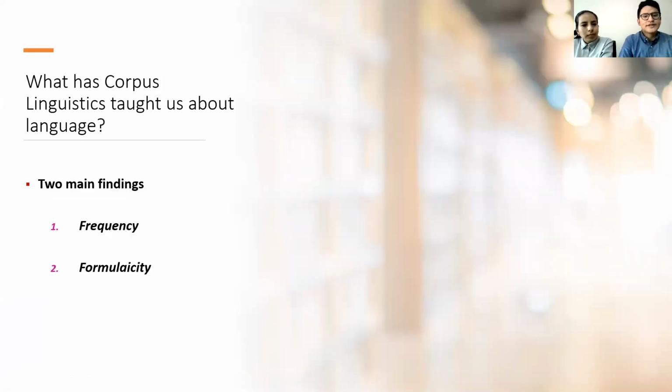What has corpus linguistics taught us about language? There are two main findings here. First of all, we have frequency, and the second one is formulaicity. So in terms of frequency, whenever we type a word, corpus tools retrieve how often this word occurs, so we can see examples of that word in spoken or written language. And in terms of formulaicity, it's possible to identify formulaic language such as collocations, phrasal verbs, idioms, sentence frames, discourse markers.